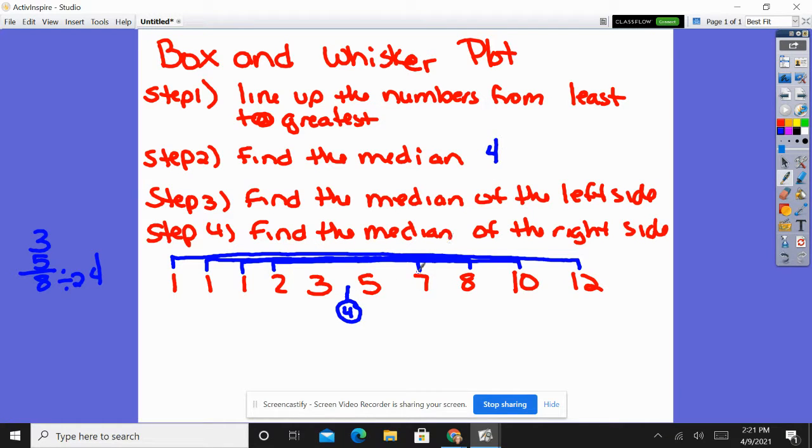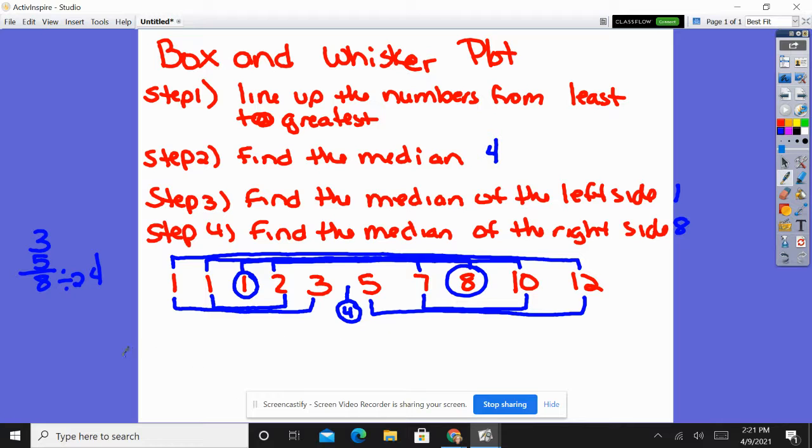So now, because I didn't actually circle the 3 or the 5 with the median, I can use it to find the median of the left side. And the median of the left side is 1. And the median of the right side is 8.